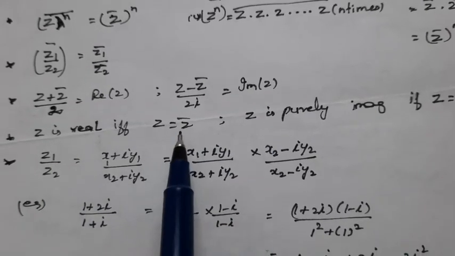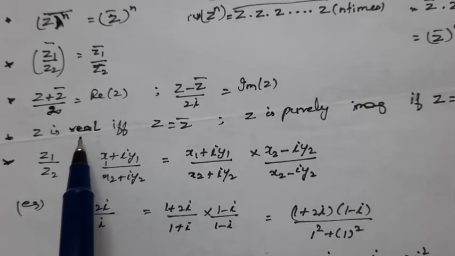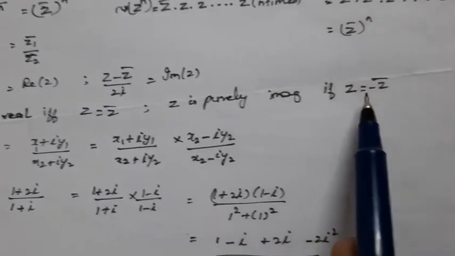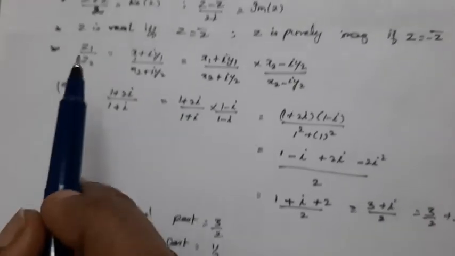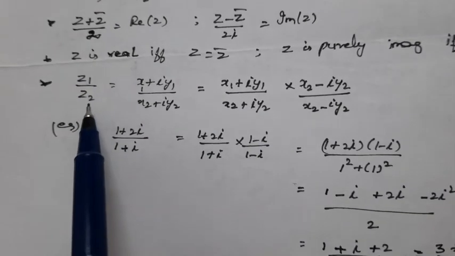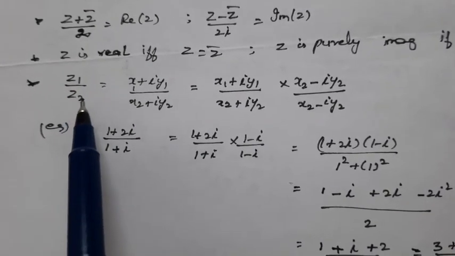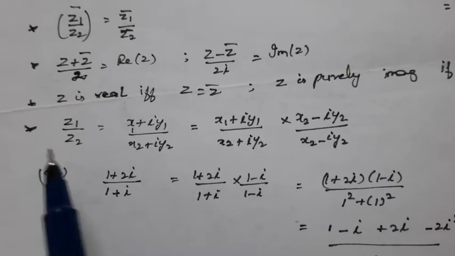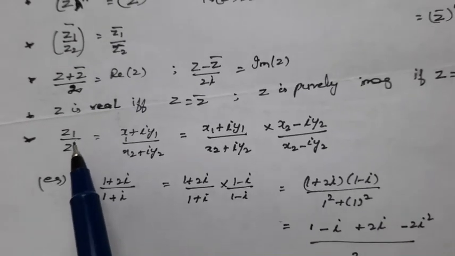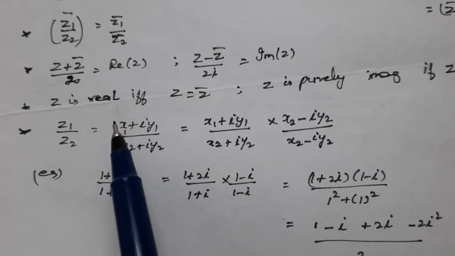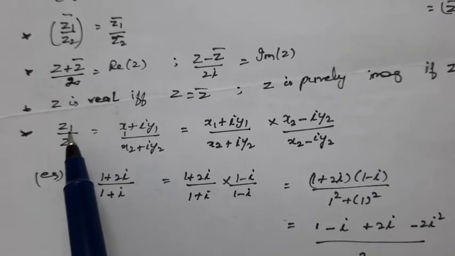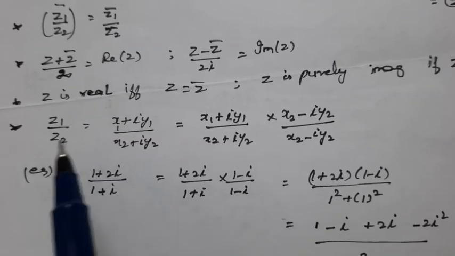And if z and z bar are equal, then z is purely real, and if z bar is equal to negative of z, then it will be purely imaginary. Now, let us see how to find z1 by z2. In the previous session, I told that division of complex numbers is possible only after getting the concept of conjugate. Now, let us see how to divide z1 by z2.